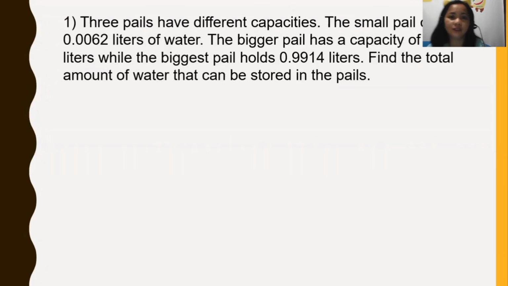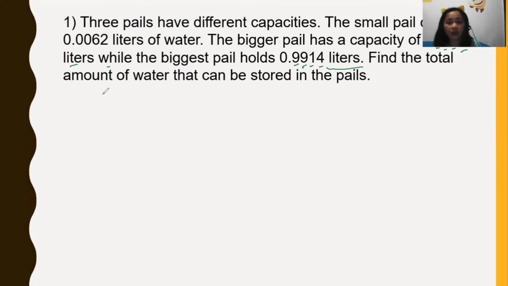3 pails have different capacities. The small pail can hold 62/10,000 liters of water, and the bigger pail has a capacity of 3,792/10,000 liters, while the biggest pail holds 9,914/10,000 liters. Find the total amount of the water that can be stored in the pails.